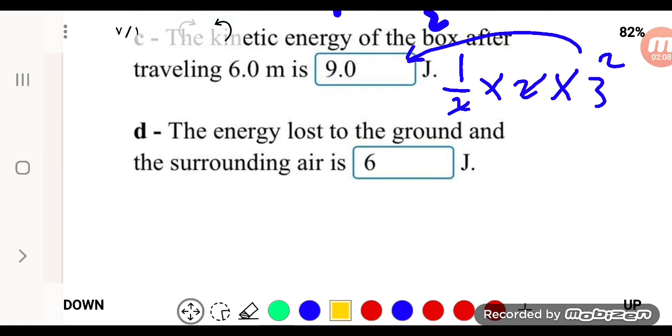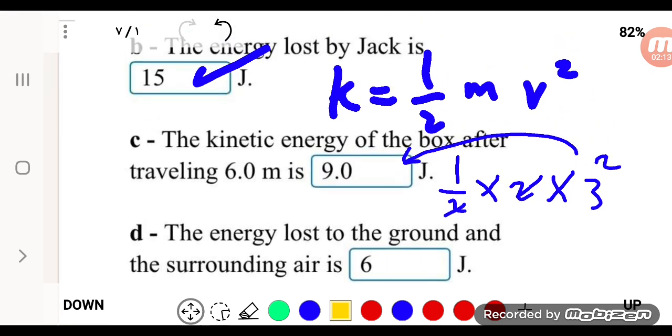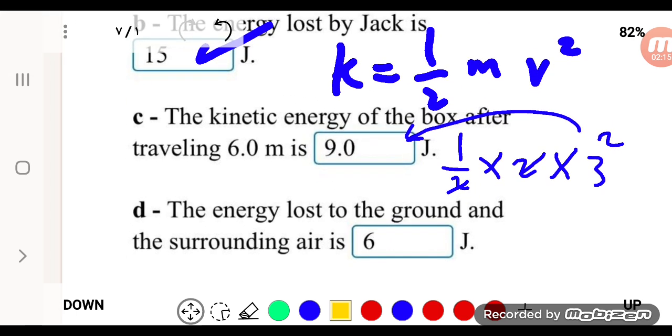Next, the energy lost to the ground and the surrounding air. Energy lost to the ground is 15 minus 9. So you subtract 15 minus 9 and you get 6.